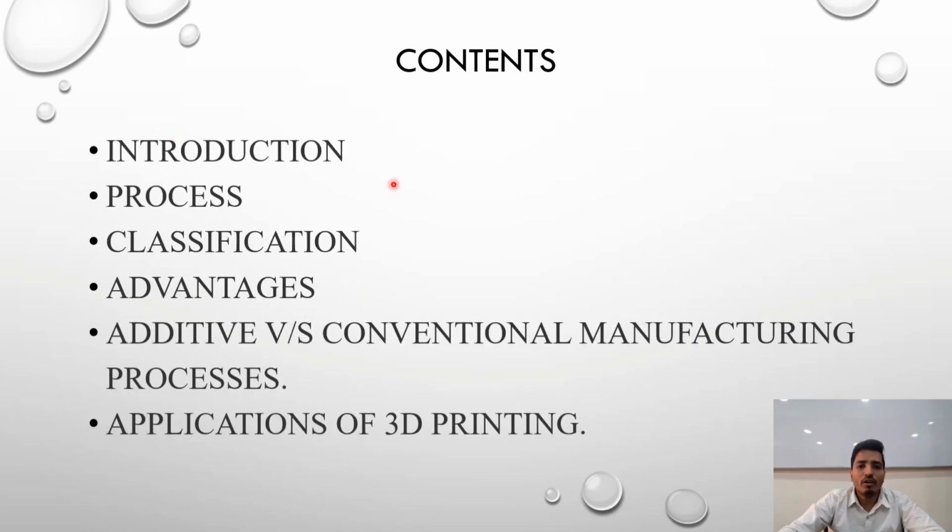the introduction of 3D printing, the process of 3D printing, the classifications, advantages, and the comparison between additive and conventional manufacturing. Conventional manufacturing is the manufacturing which has been continued for the past years before additive. The conventional manufacturing is also called subtractive manufacturing. I will explain this in detail further. Then finally, we'll go with the applications of 3D printing. So let's begin.